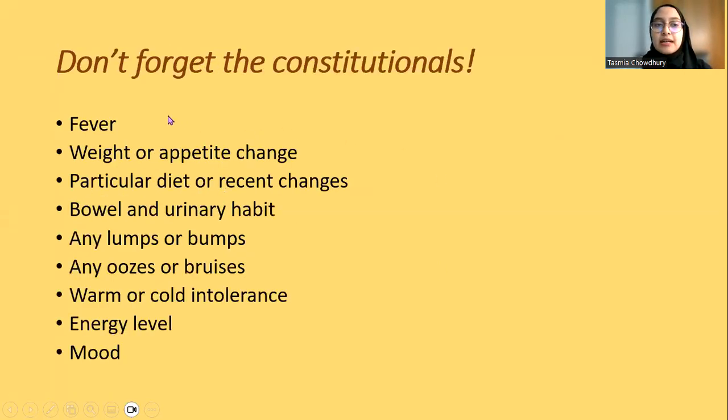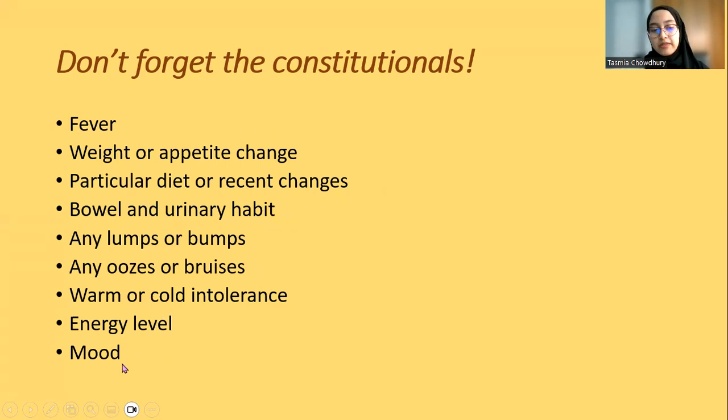Okay. And I like to ask these constitutional questions in every case because this also gives me a good insight into the patient's condition. And sometimes it also helps in ruling out the differentials as well. So ask about fever, any recent weight or appetite change, any particular diet or recent changes. For example, osteoporosis can happen because of dietary deficiency. Ask about the bowel and urinary habit, any lumps or bumps in the body, any oozes or bruises in the body, warm or cold intolerance, energy level, mood.